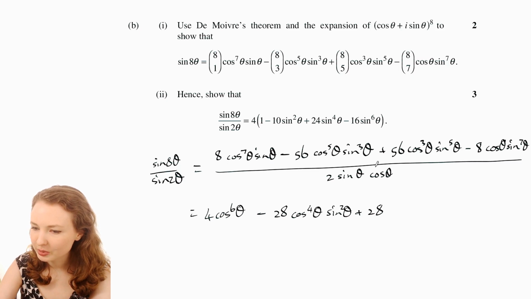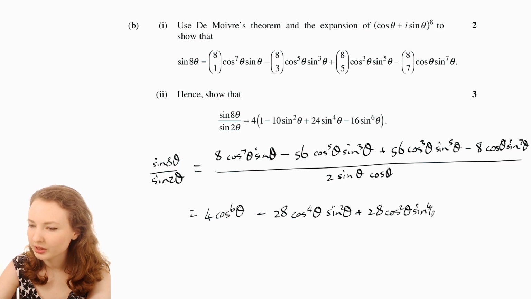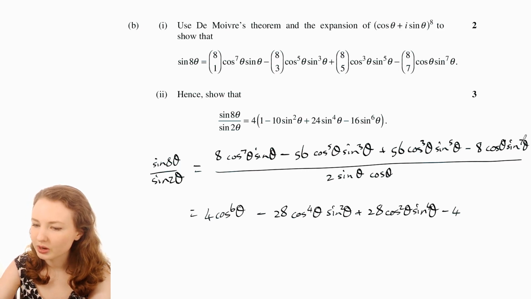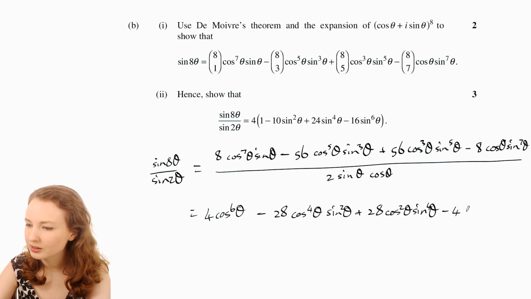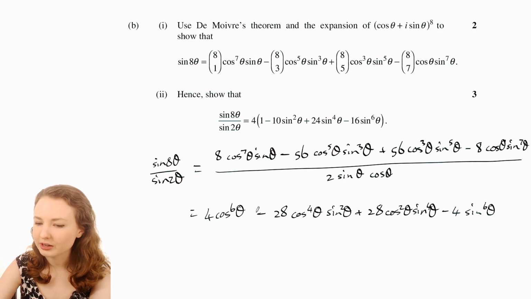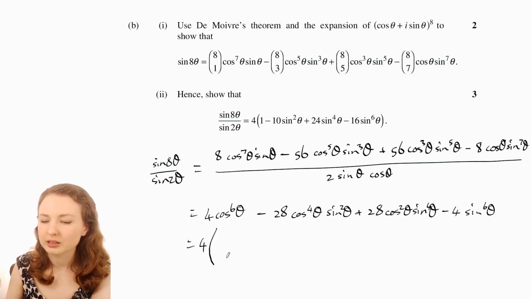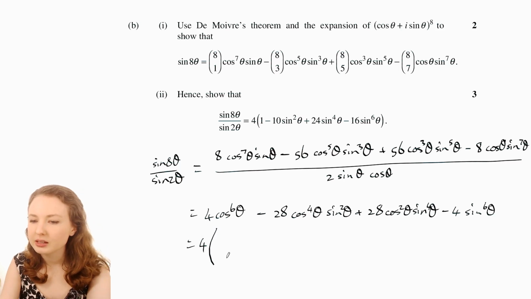Okay, so that one divided by that, we got 28 cos squared theta sine to the 4th theta. We got that one divided by that, it's minus 4 sine to the 6th theta. Alright, we've got a factor of 4 that we can pull out the front. It's going to make things a bit simpler.